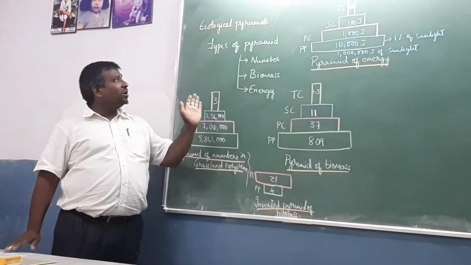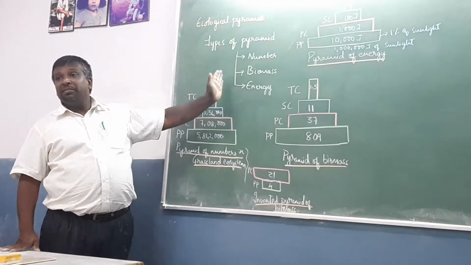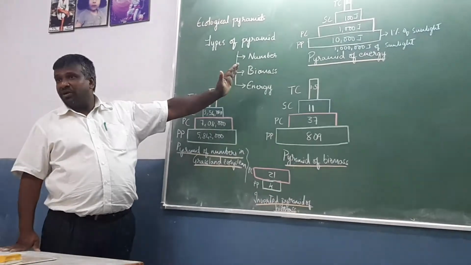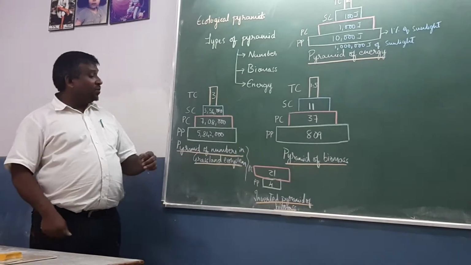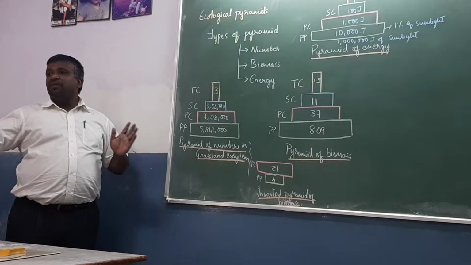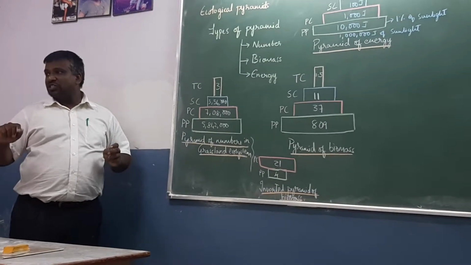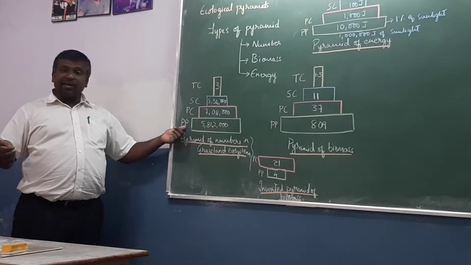The types of ecological pyramids you have to study are the pyramid of number, the pyramid of biomass or weight, and the pyramid of energy. If you are going to study the pyramid of number, the first one you have to remember is the grassland ecosystem. We use various acronyms here.